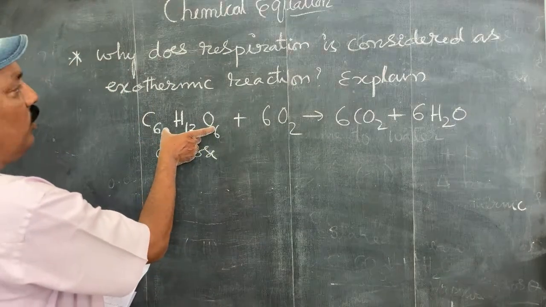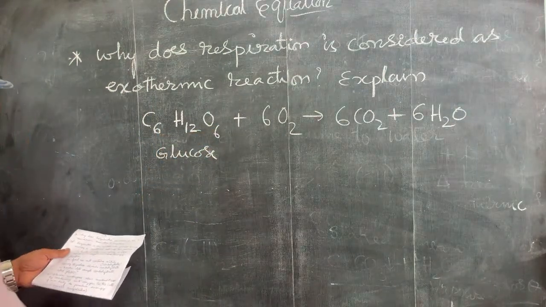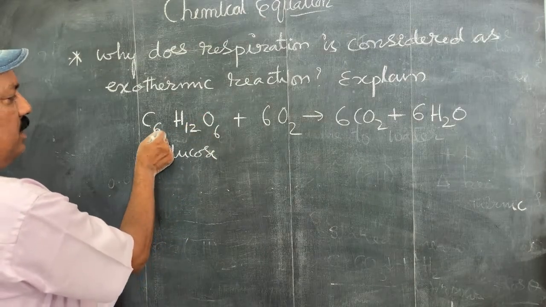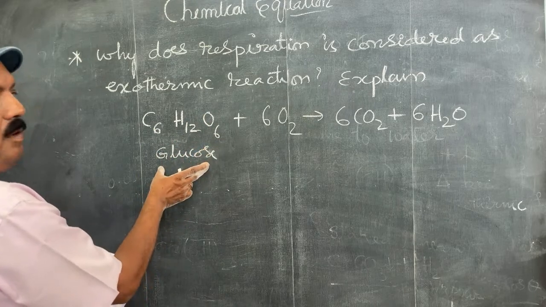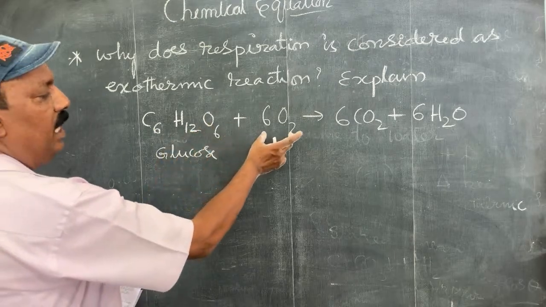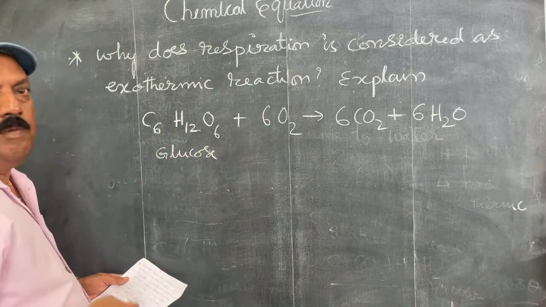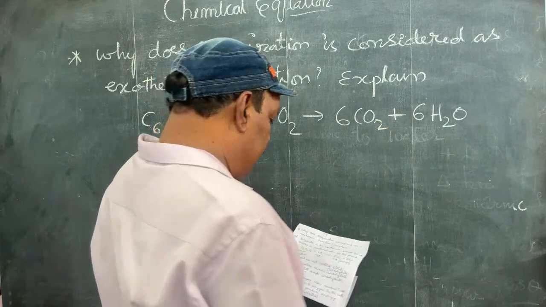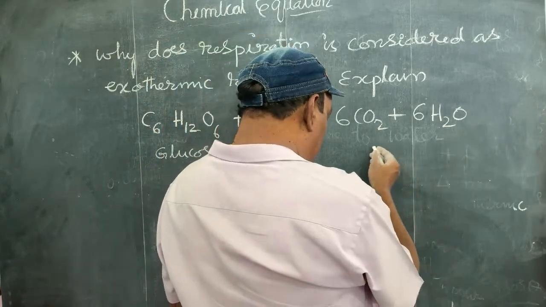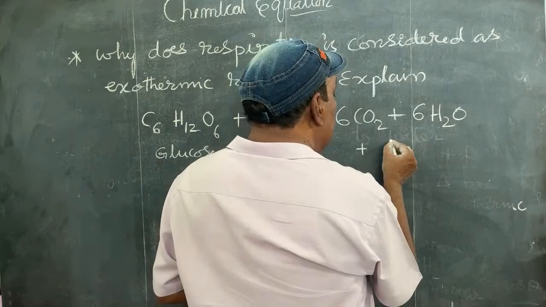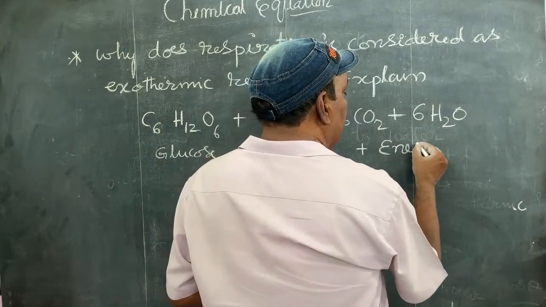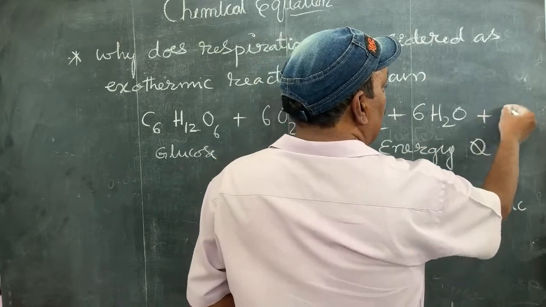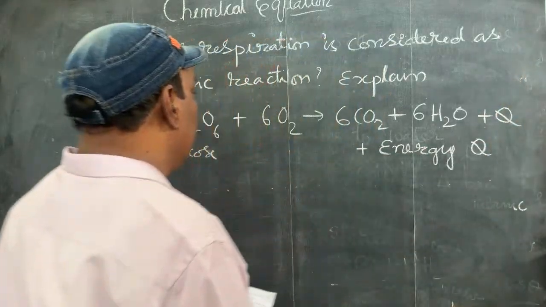Now we have glucose. This is happening in our body when we are taking any food. That is C6H12O6, the formula of glucose. Burning with the help of the oxygen that we inhale in our body, we are going to get carbon dioxide, and water is formed along with that. So much energy is developed in our body.